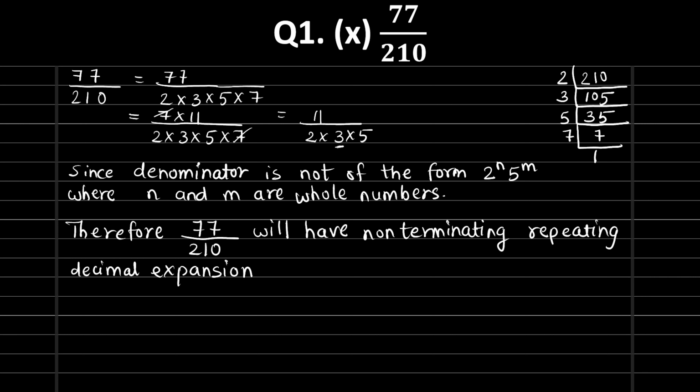So we wrote, since the denominator is not of the form 2 raised to n into 5 raised to m, it is having a prime factor other than 2 and 5. So therefore, 77 upon 210 will have non-terminating repeating decimal expansion.